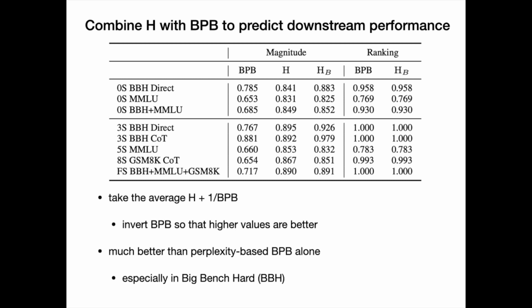Combine H with BPB to predict downstream performance. Take the average of H plus 1 over BPB, here we invert BPB so that higher values are better. It works much better than perplexity-based BPB alone, especially in Big Bench Hard, BBH. Look forward to more work on fractal and long-range dependence for language models.